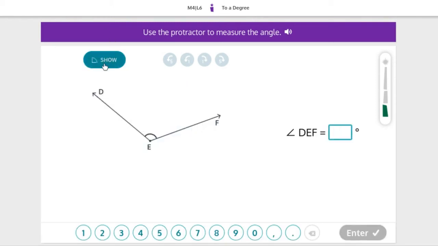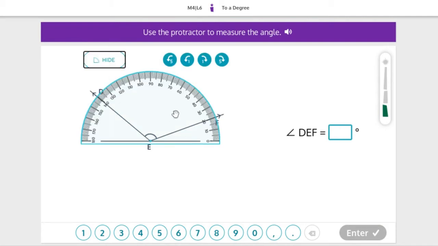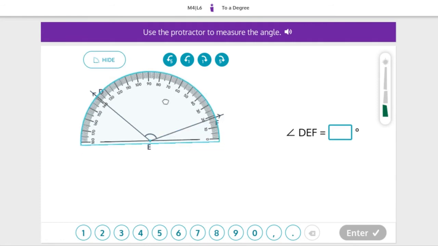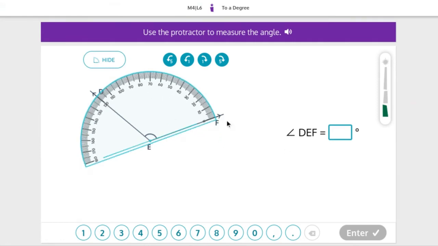Now we're going to use the protractor to measure the angle again. So I'm going to show it again. The key thing is I cannot just leave it like this because I don't have it lined up correctly. I have to line up this baseline here with that line. That zero line, that bottom line, has to be on the line.